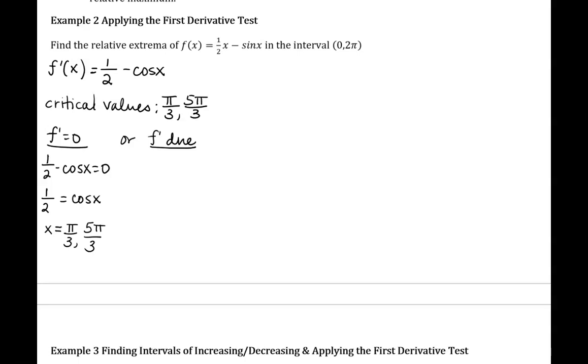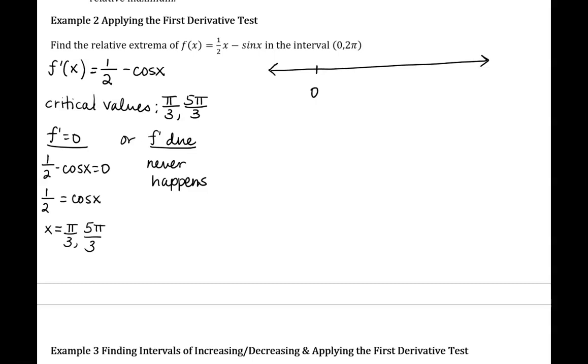And as for where the derivative does not exist, this never happens because we know that cosine has a domain of all real numbers. So this derivative here will always exist. So now that we have our critical values, in order to determine whether or not we have relative extrema, we need to go and set up an interval.